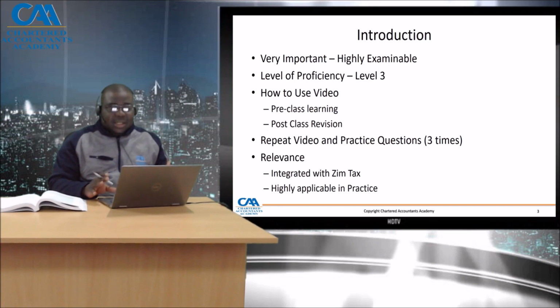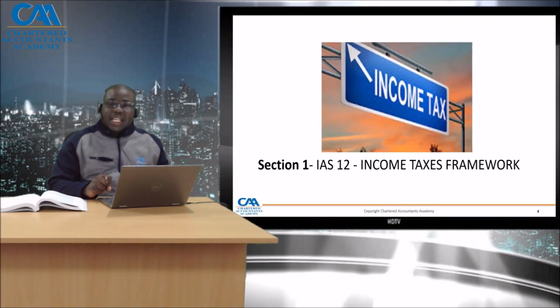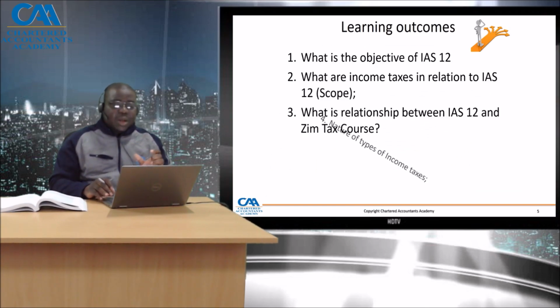This part, which is part 1 or section 1, talks to the income tax framework, just to give you an overview of IAS 12 and the issues, and the subsequent parts will then zero in on specific sections. So first of all, the learning outcomes expected out of this part 1 talk to what is the objective of IAS 12 as a standard.